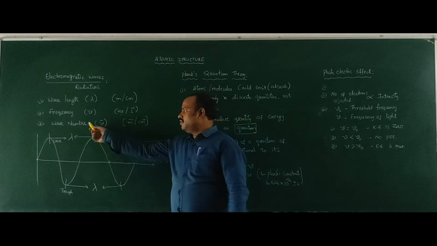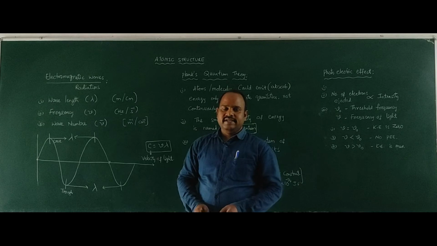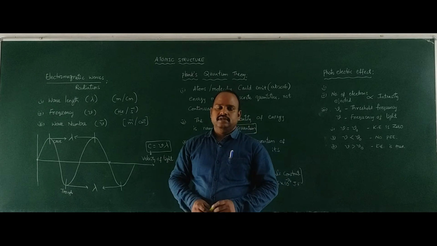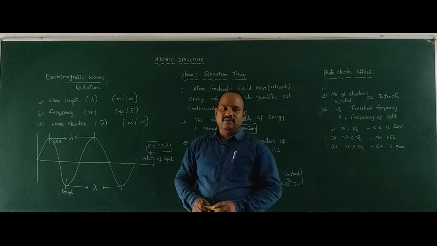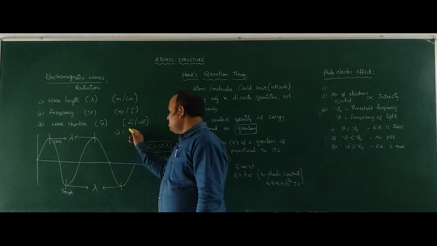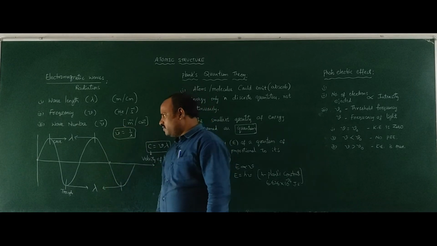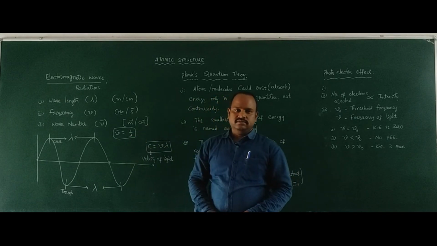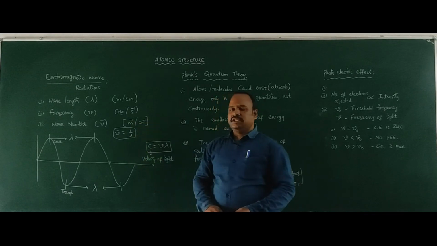And the third one, wave number, which is indicated as nu bar. It can be defined as the number of wavelengths per unit length. We can write wave number is equal to 1 by lambda. So by using this formula we can define the wave number as the reciprocal of the wavelength. The units are meter inverse or centimeter inverse.